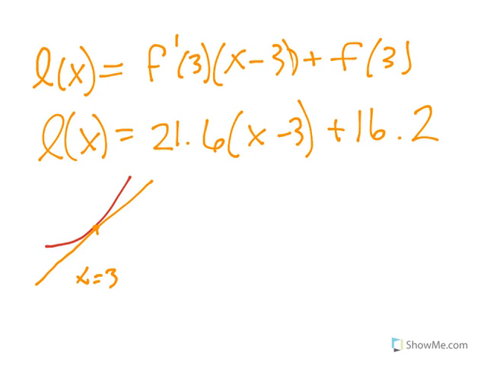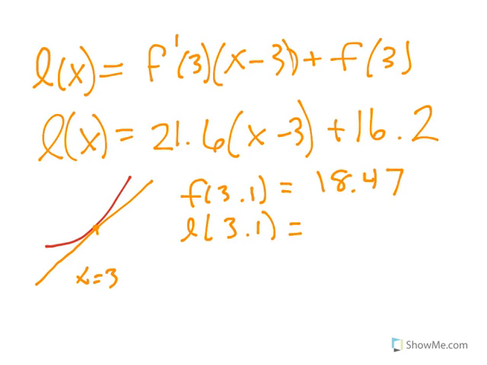And then it asked me to use that line to estimate and to find the error at 3.1. So into f of x, I put 3.1. And into L of x, I put 3.1. And I look to see what the difference is between the two.